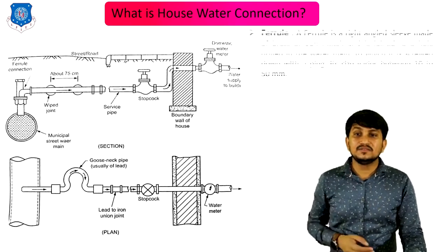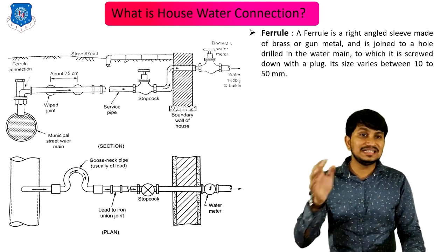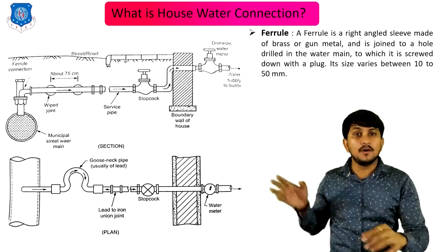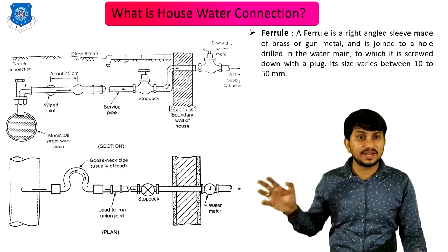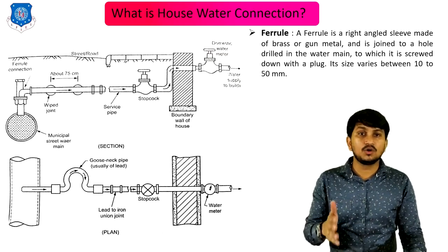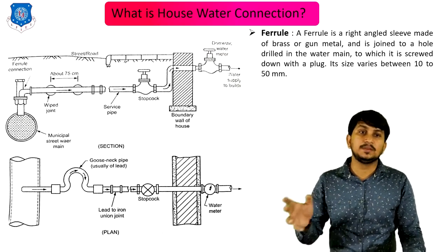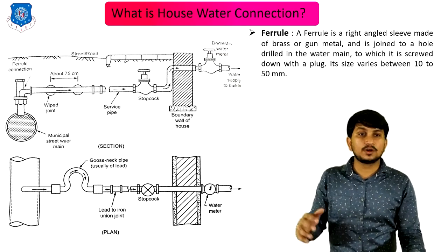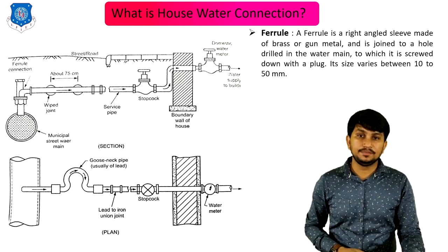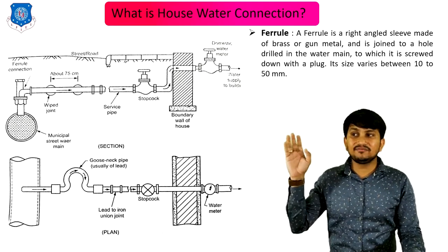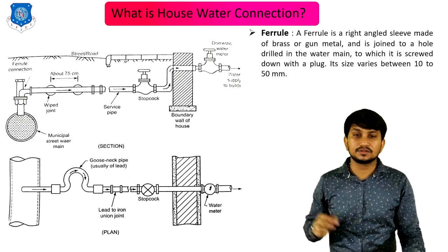First is the ferrule. A ferrule is a right angle sleeve made of brass or gunmetal and is joined to a hole drilled in the water main, to which it is screwed down with a plug. Its size varies from 10 to 15 millimeter. You can clearly see the ferrule connection in this figure also.